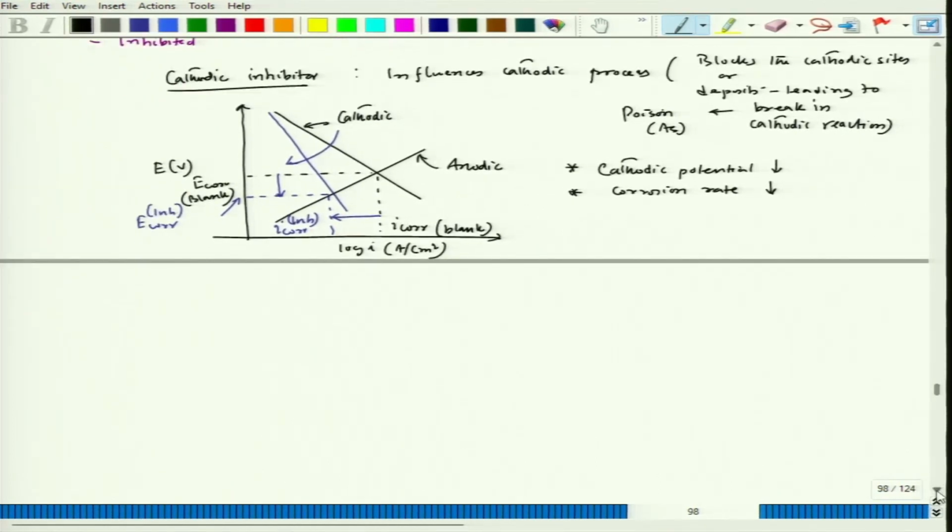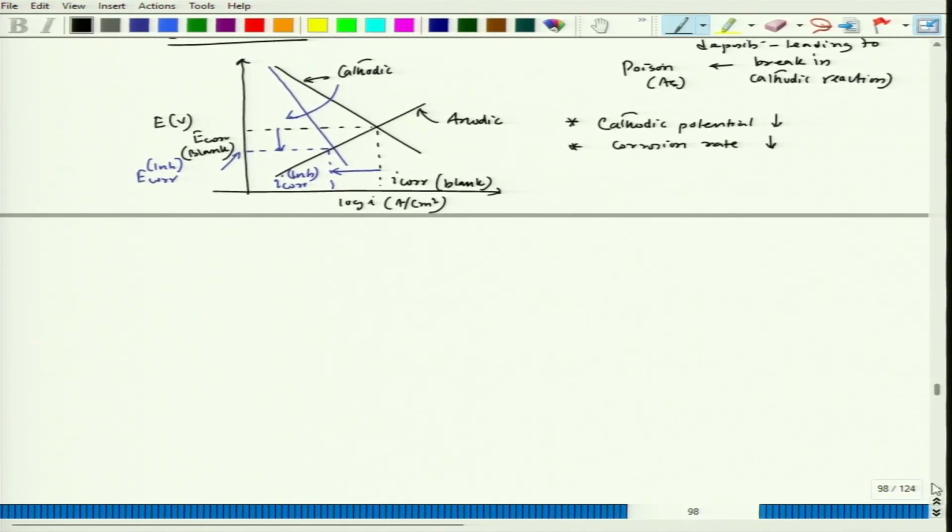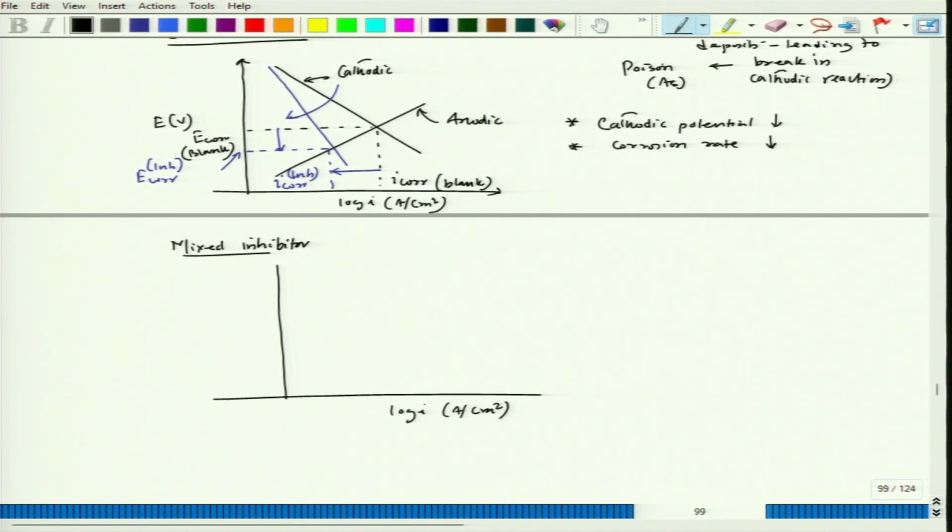Now, there are some inhibitors which actually influence both anodic and cathodic part. So, those are called mixed inhibitor. So, there if we try to look at again mixed potential, so now cathodic line shifts like this, anodic line shifts like this. So, now you have this is E core inhibited, which is mixed inhibitor.